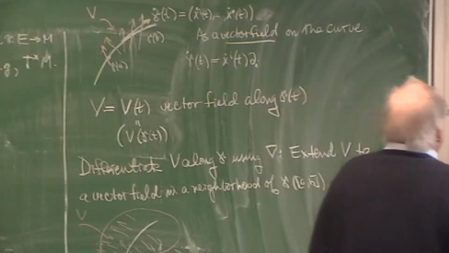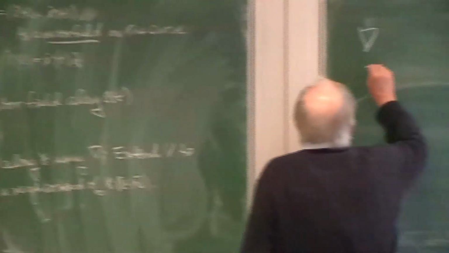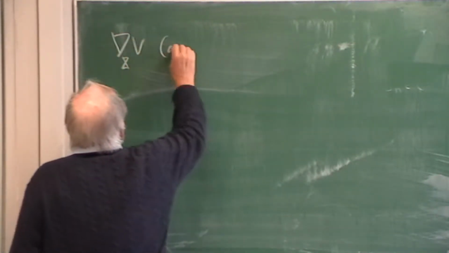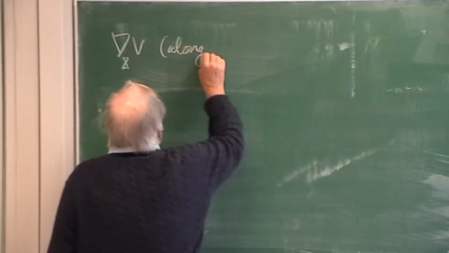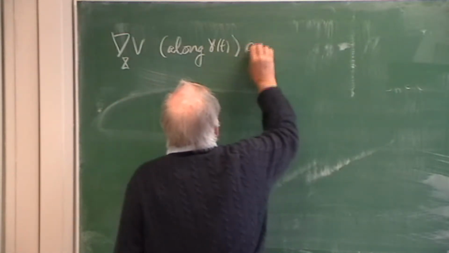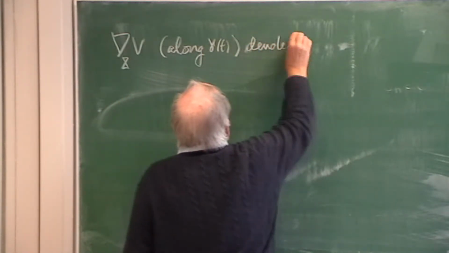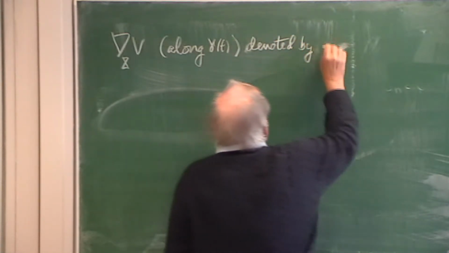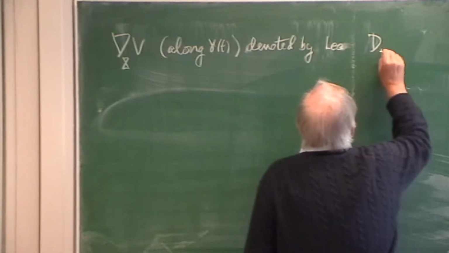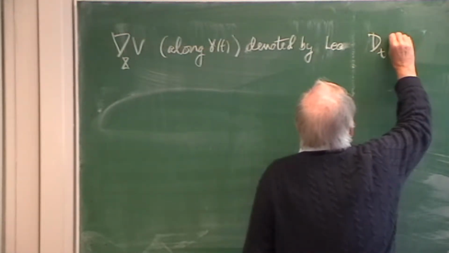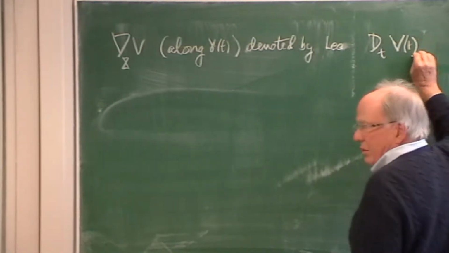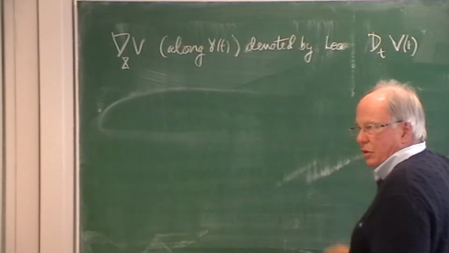and the answer you get is the derivative of this thing, V along the curve, gamma of t, is denoted by your author, whose name is Lee, as Dt of the vector field V. If you like, you can put V of t. He calls this Dt along the curve.